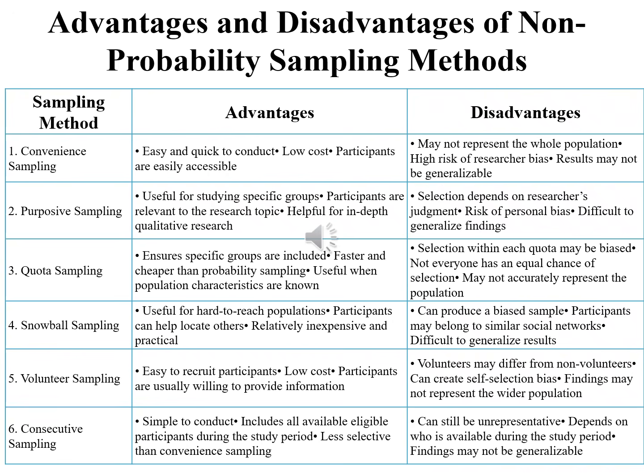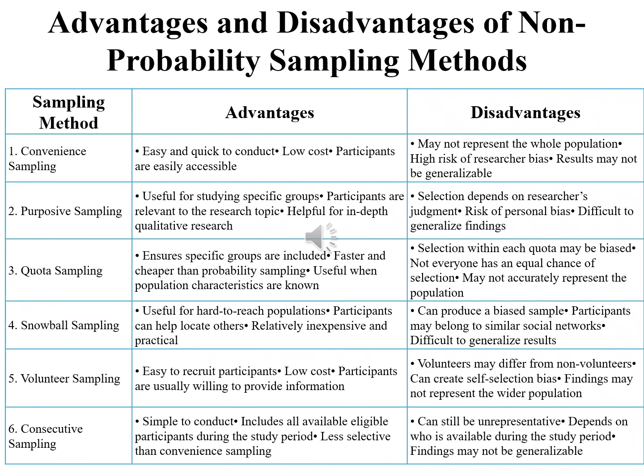Then we are having consecutive sampling. And what are the advantages of this consecutive sampling? It includes every available eligible participant during the study period. It is less selective than convenience sampling. What are the disadvantages? It may still not represent the whole population, as it depends on who is available during the study period. Findings may not be generalizable.